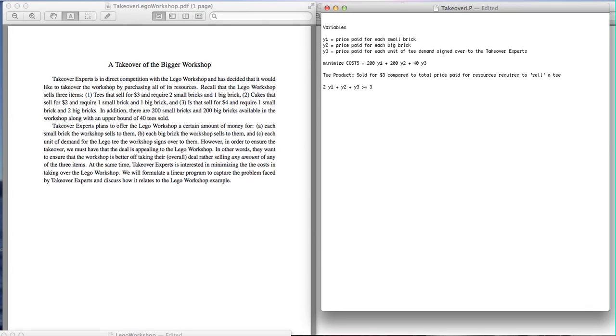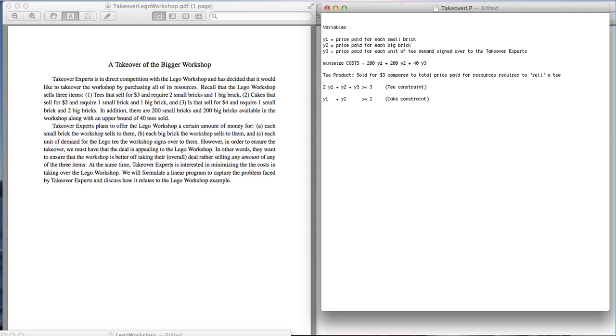So for the cakes, I need 1 small brick and 1 big brick. So if I take the 1 small brick and 1 big brick, instead of building the cake, and sell them to Takeover experts, I'm going to receive a total amount of y1 plus y2. And then that needs to be greater than or equal to the amount that I can make from just building the cake with those resources. So that has to be greater than or equal to 2. I'm just going to list this. This is the T constraint. And then down here, the second one is the cake constraint.